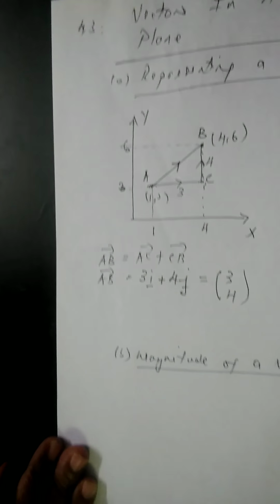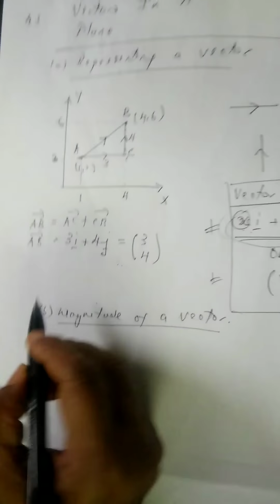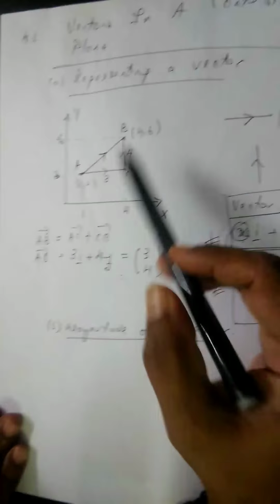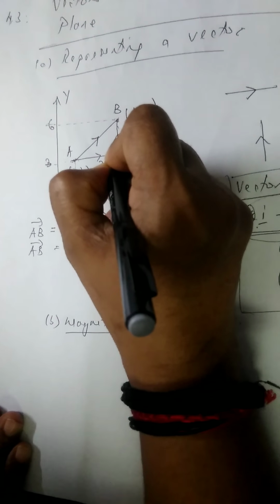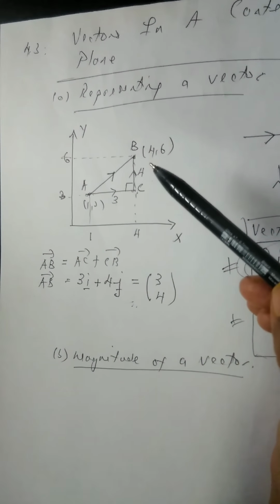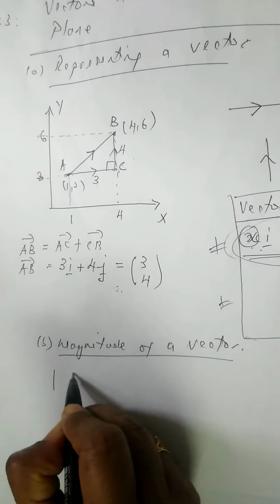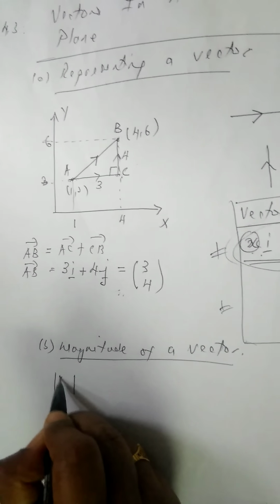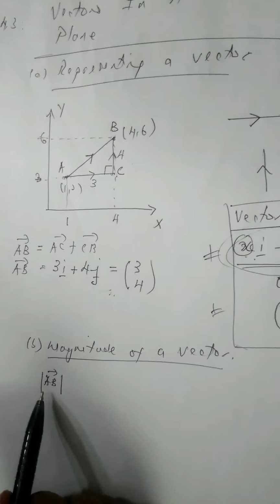Now we move on to find the magnitude of this vector. Since we have derived this, I'm going to use this as an example. For the magnitude, we want to know how long the vector is. If you notice, this is my resultant, one vector here, one vector here. They intersect at 90 degrees, so this is actually a right angle triangle. So we can use the concept of Pythagoras's rule to find the magnitude of AB. Magnitude is the modulus of AB, the magnitude of vector AB.